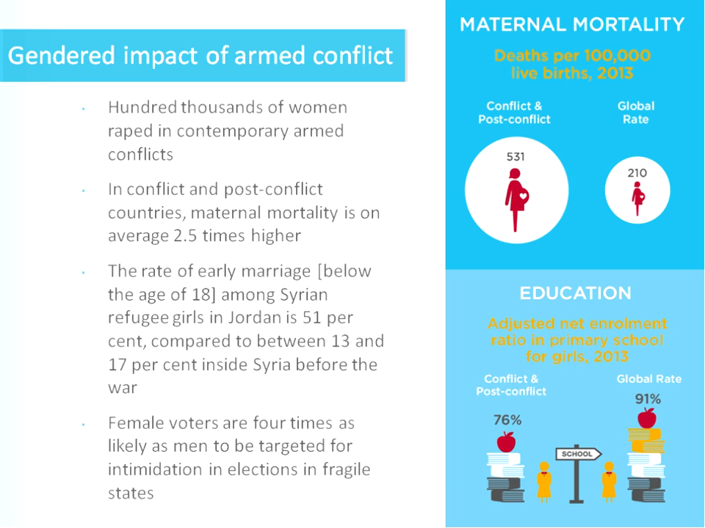Also the age of early marriage, and here I listed an example from Syrian refugees in Jordan, that is a lot higher in armed conflict than it was before the war, also due to the lack of security in particular for girls and women. Also, female voters, for example, are 4 times more likely than men to be targeted by intimidation in elections in fragile states. So there are different aspects that also affect, for example, education, reproductive health issues, security, political participation, that go through all dimensions of life that affect men and women differently in peacetime and particularly during times of armed conflict. We can go over to the next slide, please.